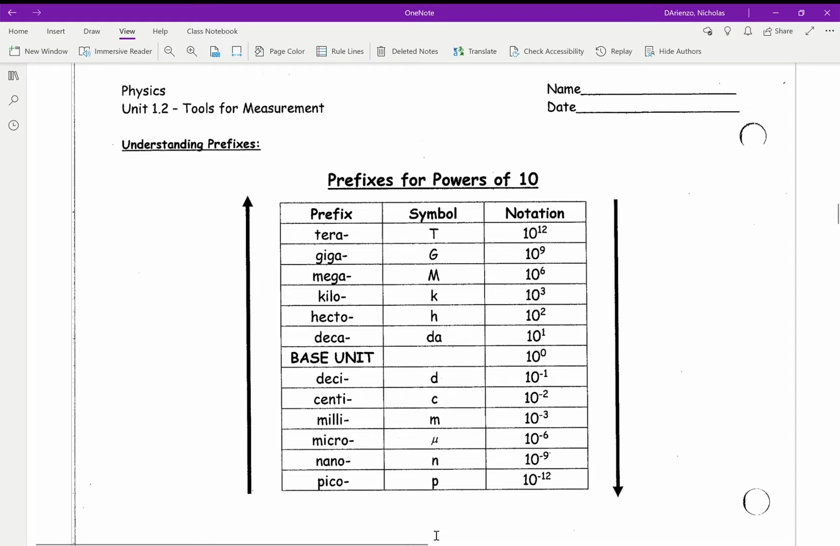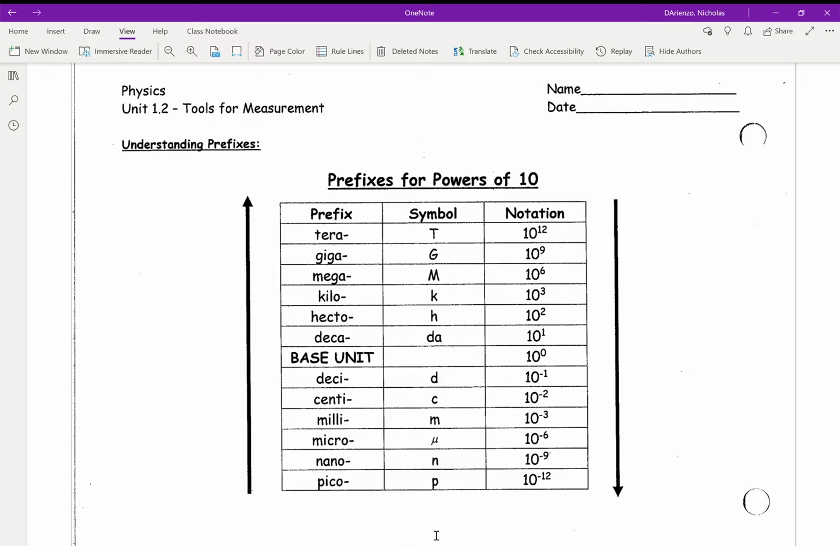Hey everyone, today we're going to talk about different tools for measurement that we're going to use this year during physics. Most of these, I would think almost all of these, that we're going to go through, you have probably used before, with the exception of maybe one, which I will explain here in a moment.